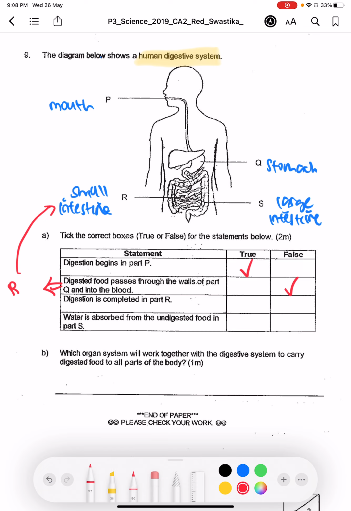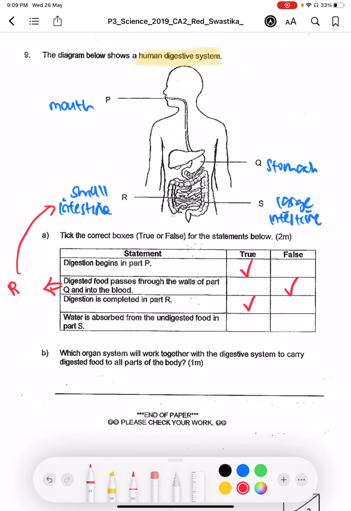So the next statement is digestion is completed in part R. Part R is actually the small intestine, and that is true because after the small intestine will be the large intestine, which actually helps to absorb the water and minerals from the undigested food, and after that to the anus to be passed out as waste materials. So this is actually true. The small intestine actually helps to further digest the food and also to absorb the digested food into the bloodstream.